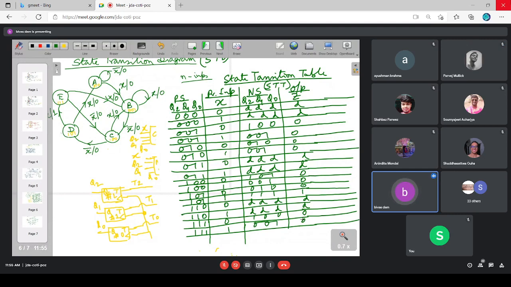So that's the state transition table. Now, from the state transition table, I can find out what my truth table for the output combination logic block is.